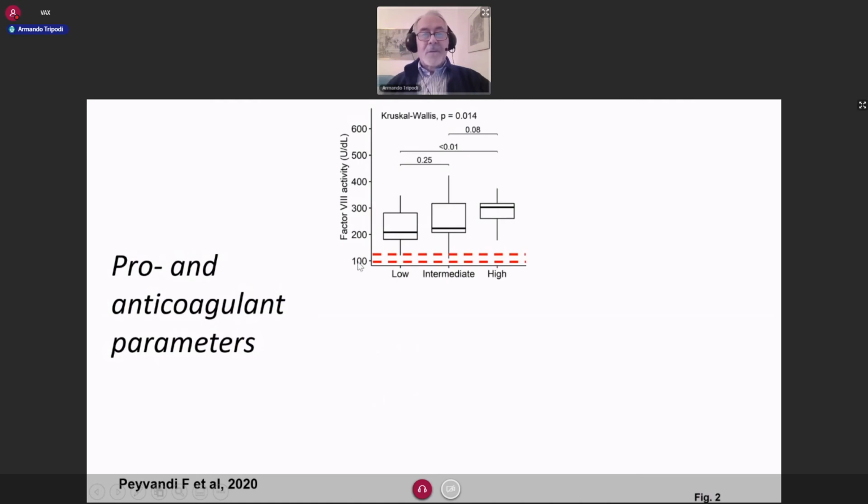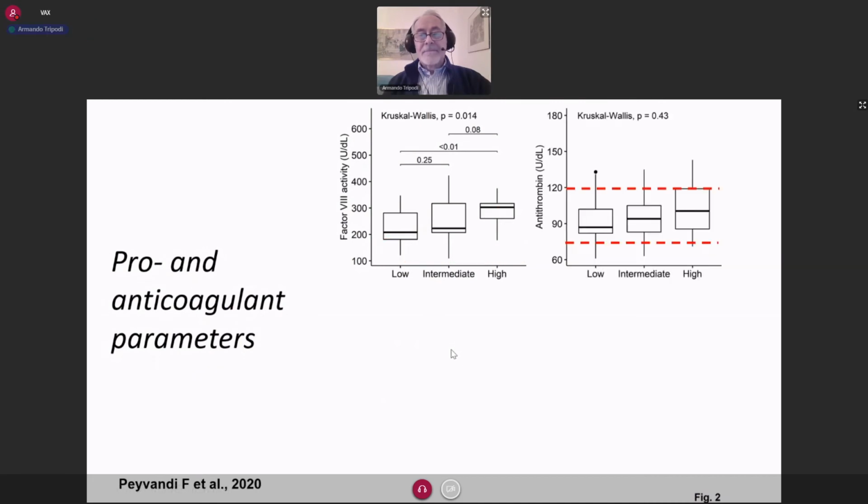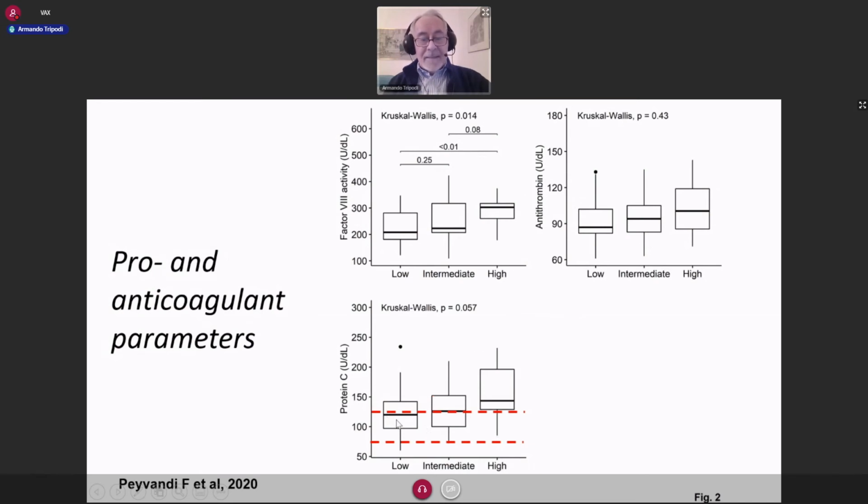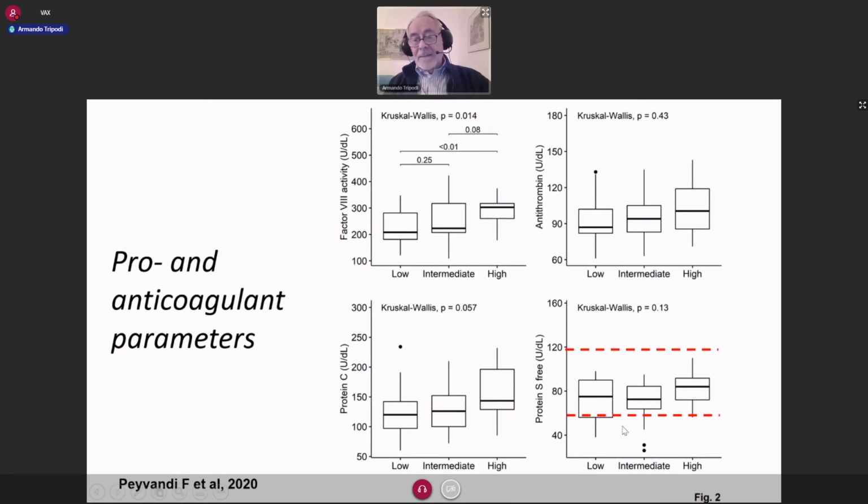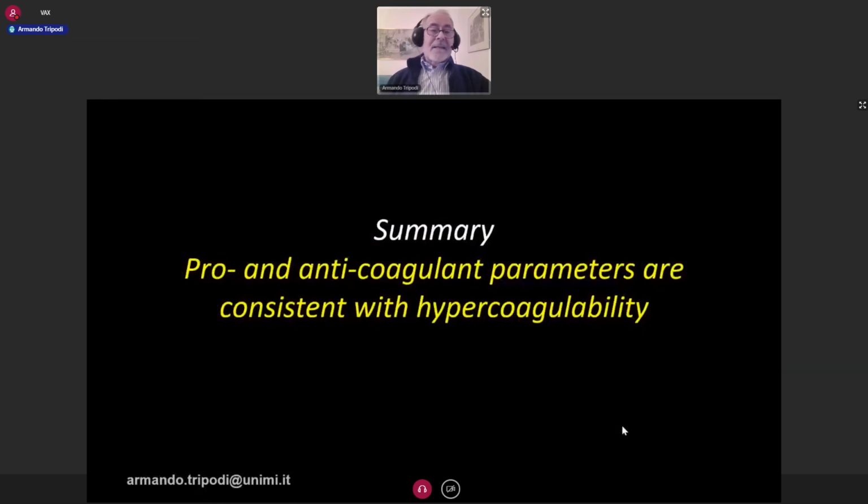These are the distribution of results of factor VIII activity. You see that all the patients had factor VIII activity which was much higher than the upper limit of the normal range. And also there was a very close correlation between the three groups. Antithrombin was quite normal in the majority of patients, as you can see here. And protein C was normal in some of the patients, but unexpectedly in the high group, the median level of protein C was quite high, close to 150%. Protein S was quite normal in all patients. So in summary, from this observation, we can draw the conclusion that the pro and anticoagulant parameters are consistent with hypercoagulability in this cohort of patients.